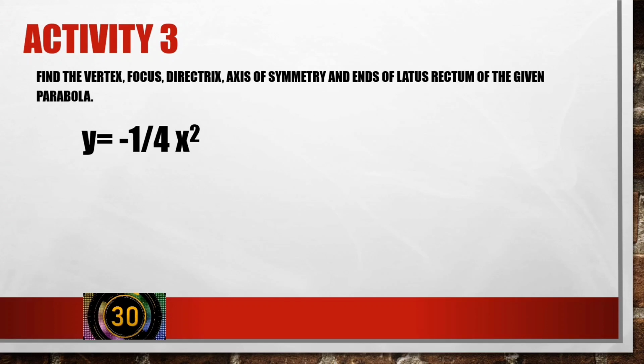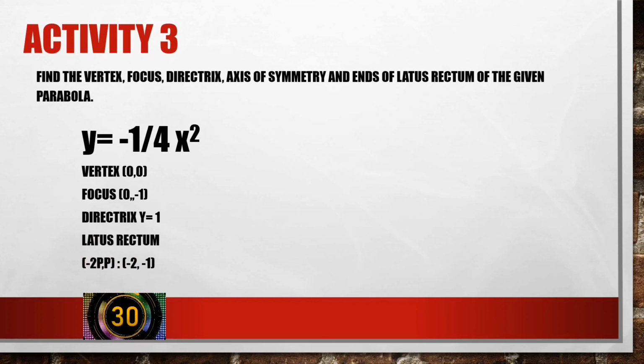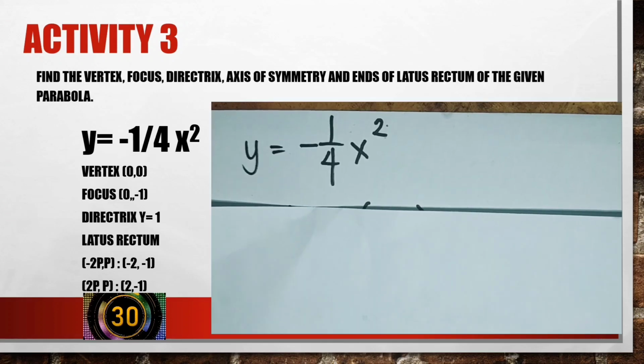Time's up. For the equation y is equal to negative 1/4 x squared, the vertex is (0, 0), the focus is (0, negative 1), the directrix is y is equal to 1, and the ends of the latus rectum are (negative 2, negative 1) and (2, negative 1). The parabola opens downward since the coefficient in the equation is negative 1/4.